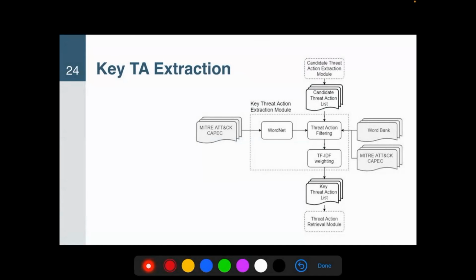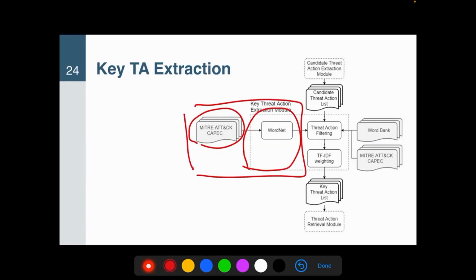For key threat action extraction, we have the following steps. We use WordNet and terms from MITRE ATT&CK and from CAPEC, which is a list of security-related terms, to build up our key threat action extraction module. Using this, we can compare and extract threat actions from a document.